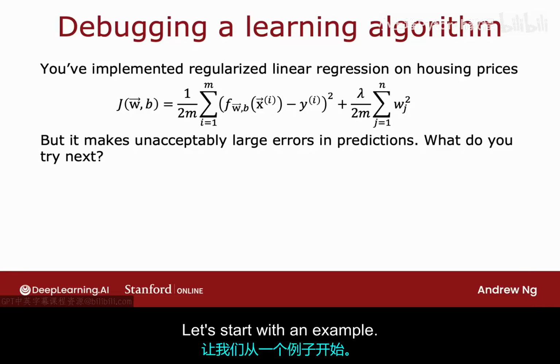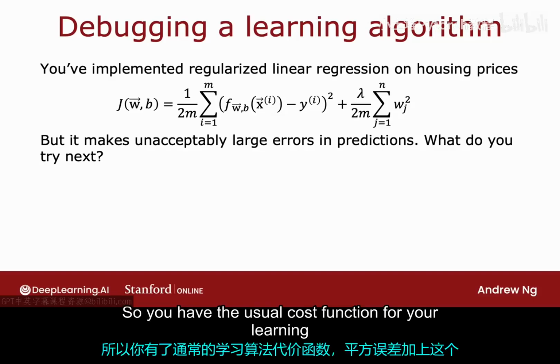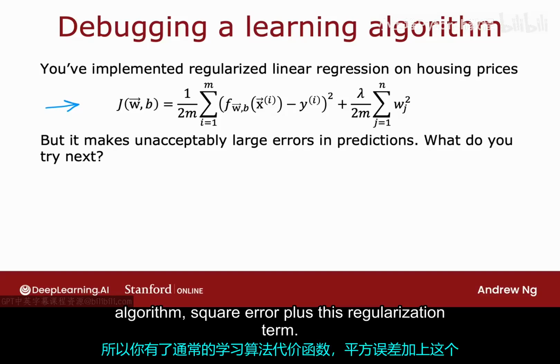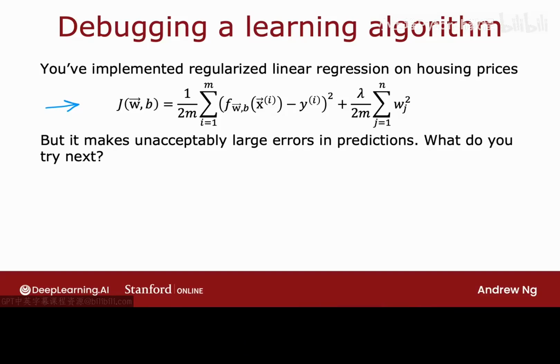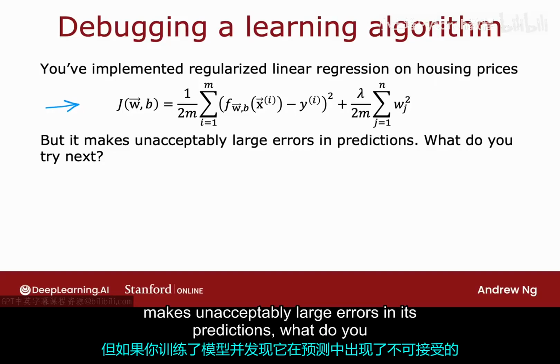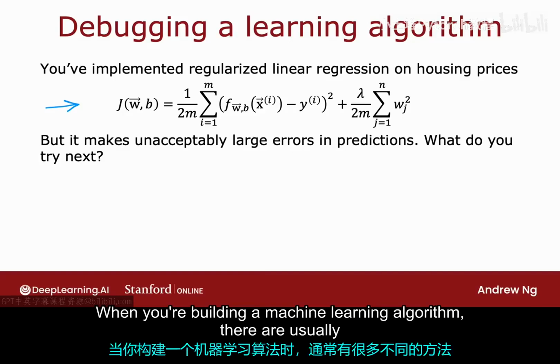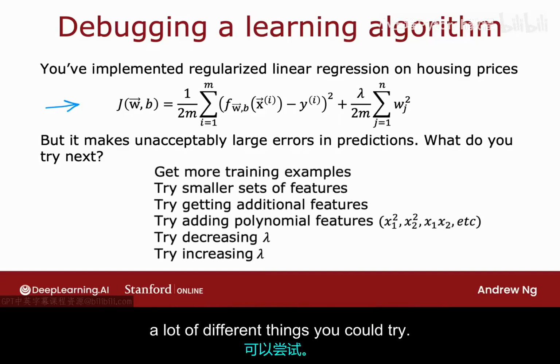Let's start with an example. Say you've implemented regularized linear regression to predict housing prices. So you have the usual cost function for your learning algorithm, squared error plus this regularization term. But if you train the model and find that it makes unacceptably large errors in its predictions, what do you try next? When you're building a machine learning algorithm, there are usually a lot of different things you could try.